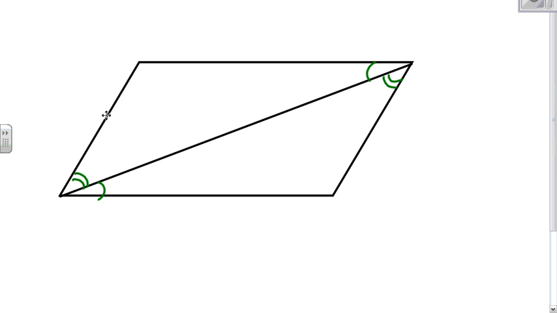Since those triangles are congruent, their corresponding parts are congruent, so opposite sides of a parallelogram are congruent. The opposite angles are also corresponding, and you could do the same if you drew the other diagonal to get the other angles. So the opposite angles are congruent as well.